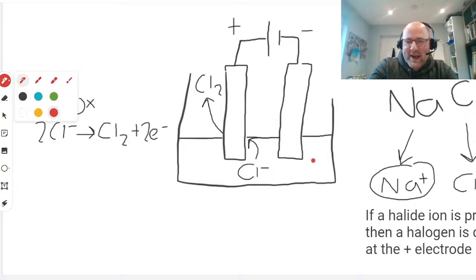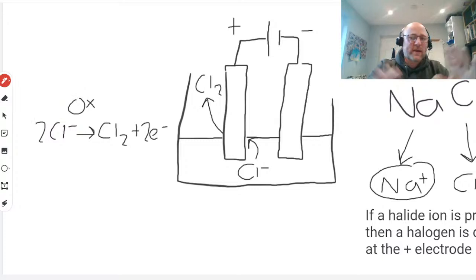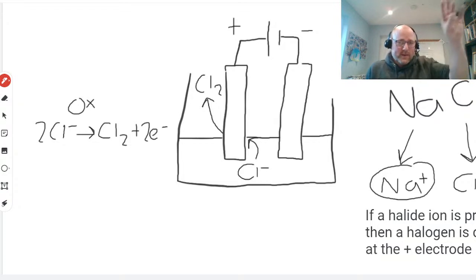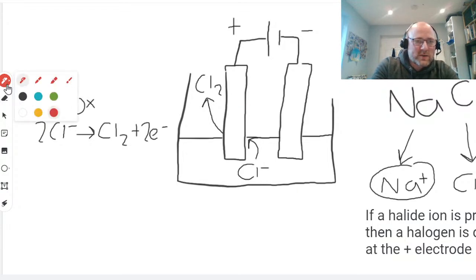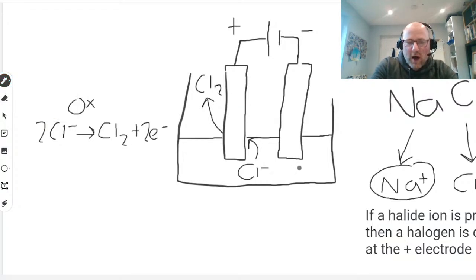And by the way, we can leave behind our little hydroxide ions because we already said they don't get a look in. They're left behind. The chloride ions were the ones that got discharged. Very good, Mr. Walker. Yes, absolutely spot on. It is hydrogen ions because they're less reactive, go to the negative electrode and are discharged as hydrogen gas.